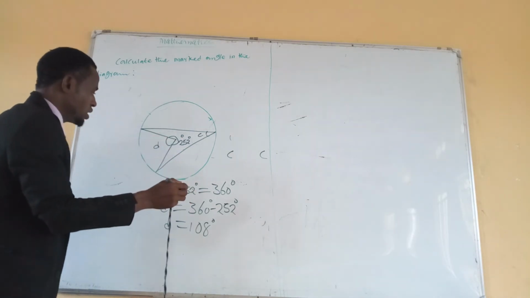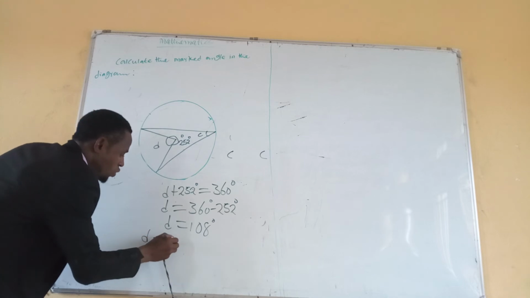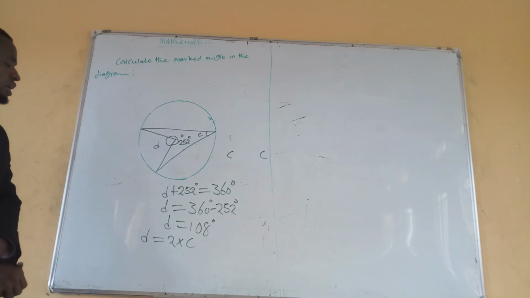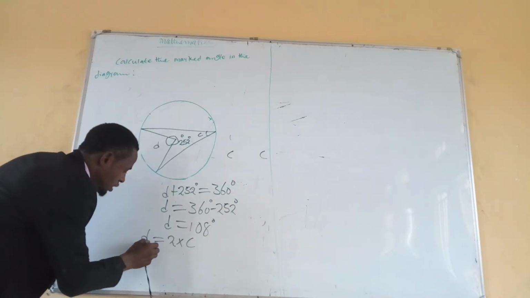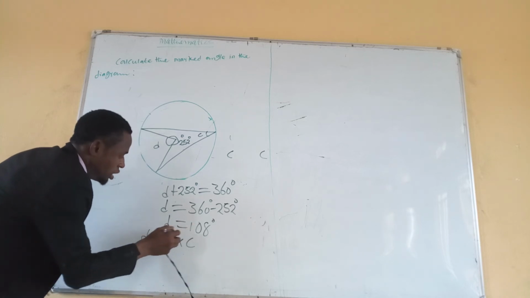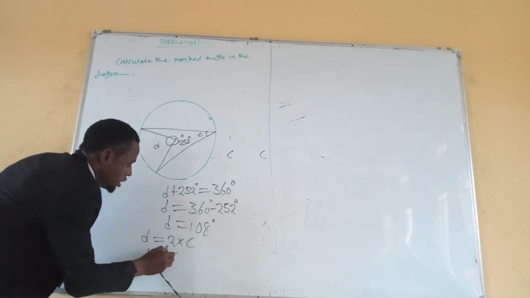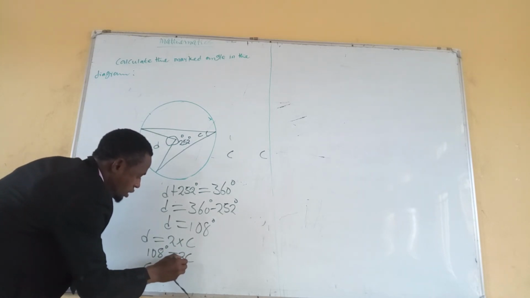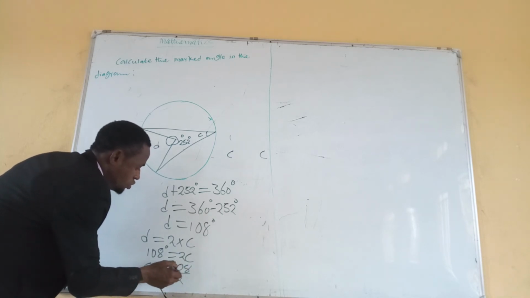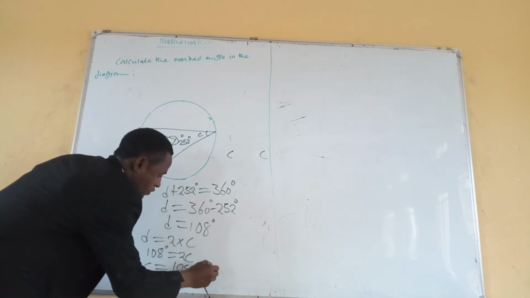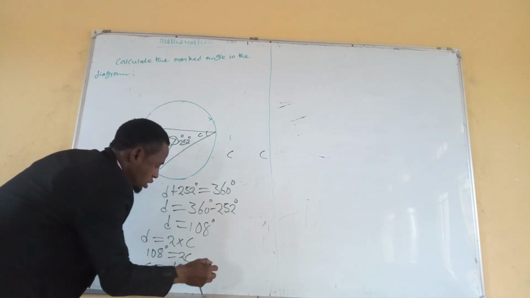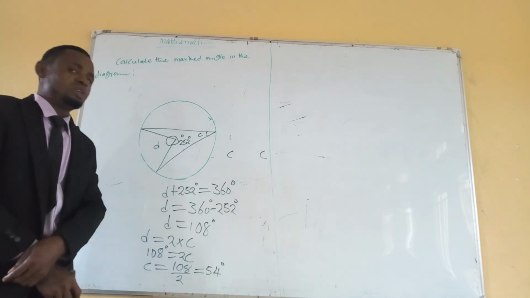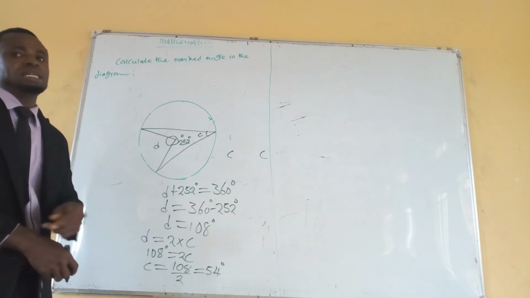So now we can calculate C. Based on the theory, D is twice C. Angle at center is twice angle at the circumference. Okay? So D, that is 108 degrees, is equal to 2C. So what is C? C equals 108 divided by 2. 2 going into 10 is 5. 2 going into 8 is 4. So we have 54 degrees. That is the correct answer.